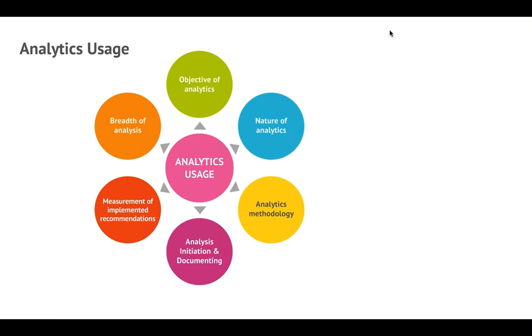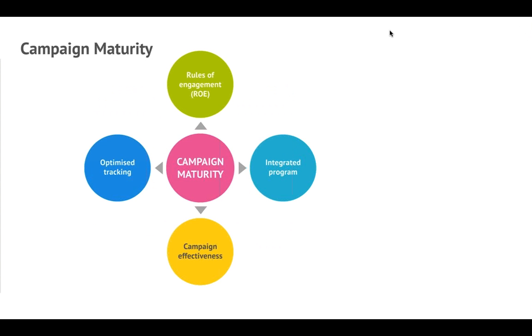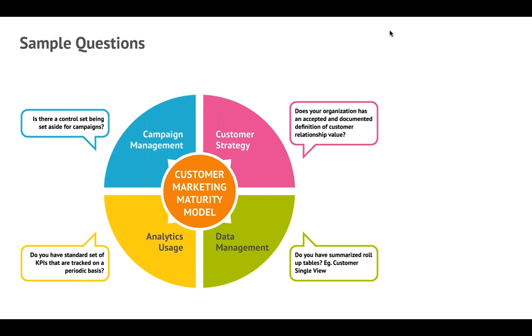Then analytics: how do you measure, what are the different kinds of things you measure, what is the breadth of analytics, what are the objectives you set for your analytics, what analytical methodologies have you implemented, and what kind of documentation are you doing. From a campaign management or execution point of view, how are you tracking it? What are your rules of engagement? How is this integrated into a larger point of view? What are you learning from your campaigns and how effective are they?